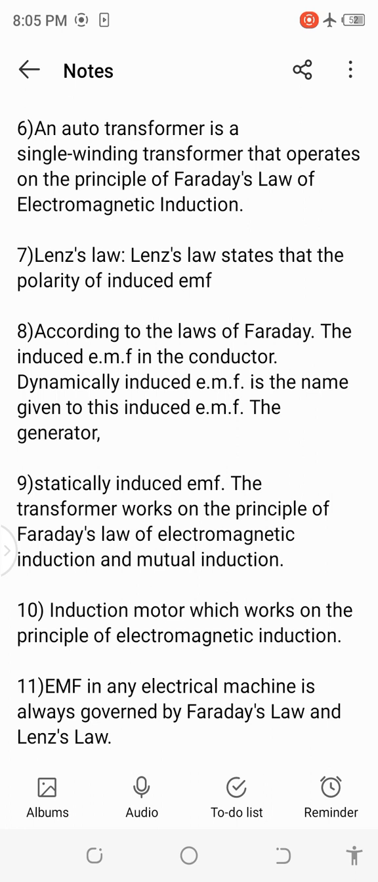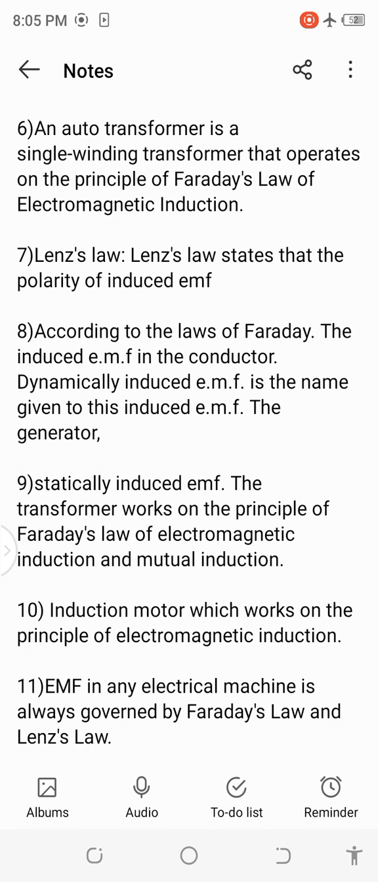8. According to Faraday's laws, the induced EMF in the conductor, dynamically induced EMF, is the name given to this induced EMF. The generator. 9. Statically induced EMF. The transformer works on the principle of Faraday's law of electromagnetic induction and mutual induction.